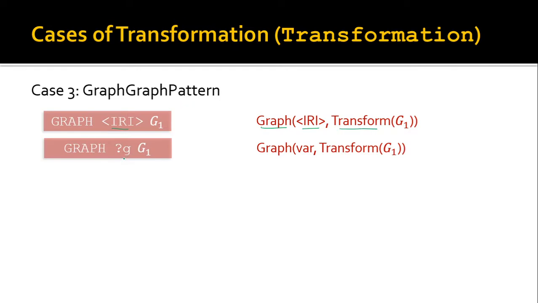But also you can have the second parameter be a variable, right? So in that case, the corresponding algebraic representation of the graph, the parameters would be the variable followed by the transform of G, right?